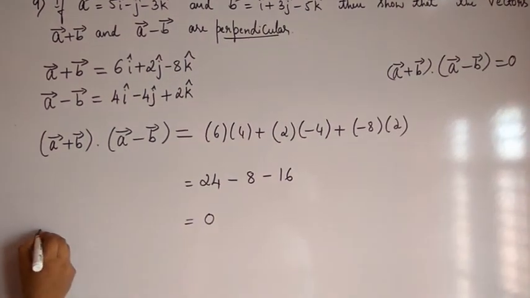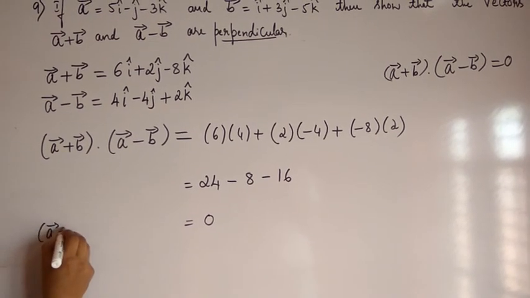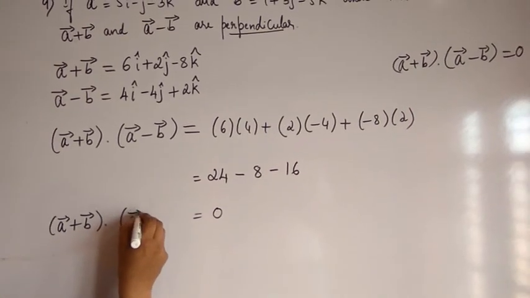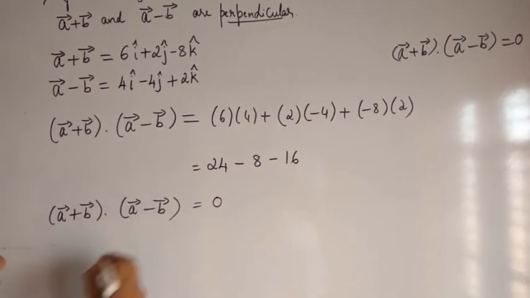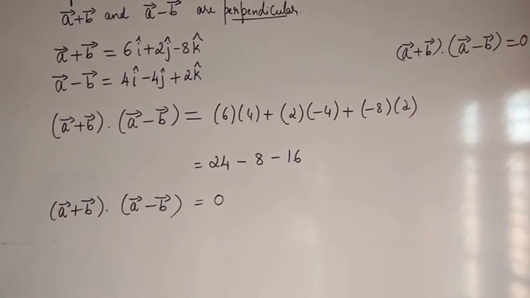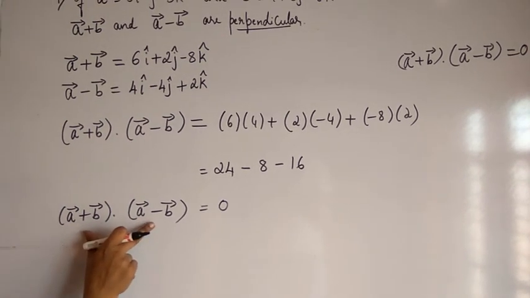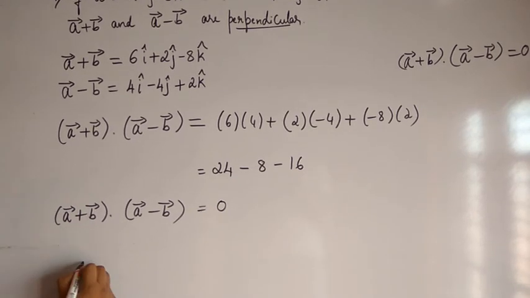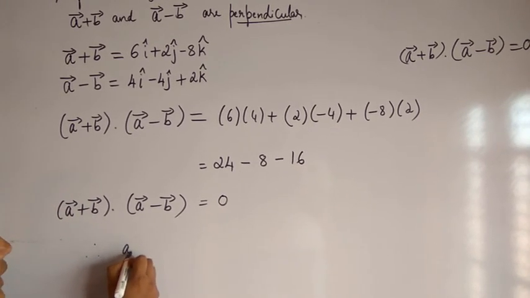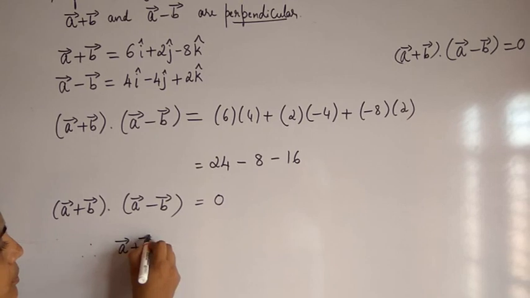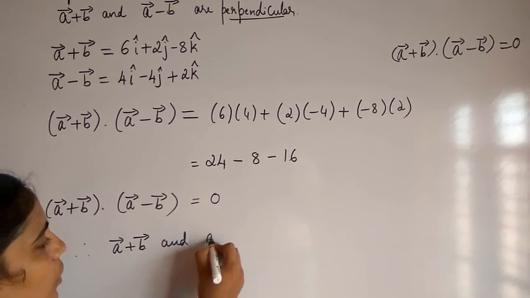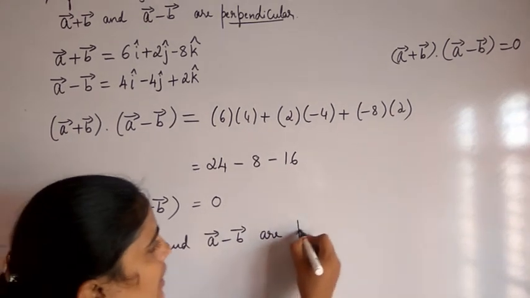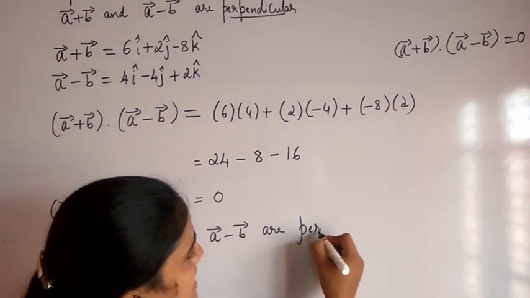So here we are getting vector A plus vector B dot vector A minus vector B equals 0. Since the dot product of these two vectors is 0, it means these two vectors are perpendicular to each other. Therefore, vector A plus vector B and vector A minus vector B are perpendicular to each other.